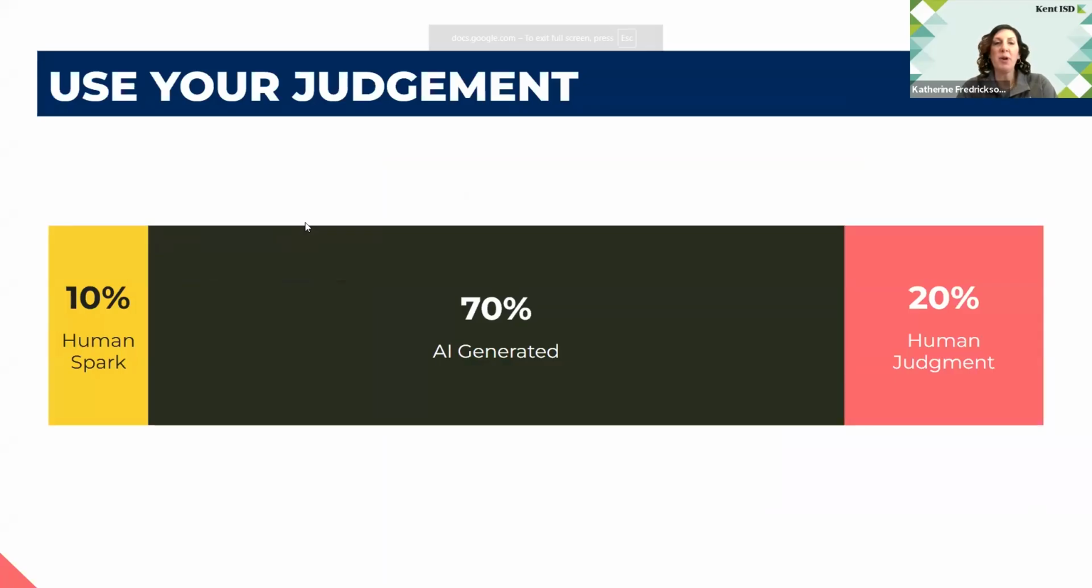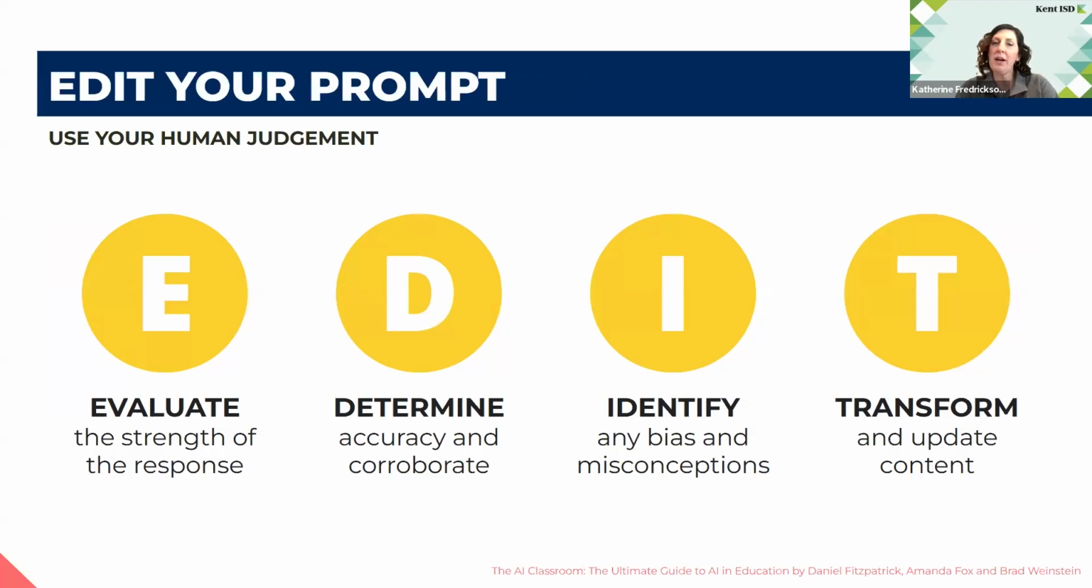So this is where, when those prompts come out, we like to focus on our 10-70-20 rule. And when you're putting in that prompt, that's our 10% human spark, right? And then as we hit that enter button, that Gemini or ChatGPT or whatever we're using, it's generating that content for us. And then that output that comes out, you're going to use your human judgment or critical thinking skills to tweak anything that seems wrong. Like maybe there's some bias that was baked in there. Maybe it's not accurate. So you're going to use your own critical thinking skills to make those adjustments. And that's where we call this, in addition to the framework, we have edit: using our human judgment, evaluating the strength of the response, determining how accurate it is, identifying those biases or misconceptions, and then transforming or updating any of the content that comes out.